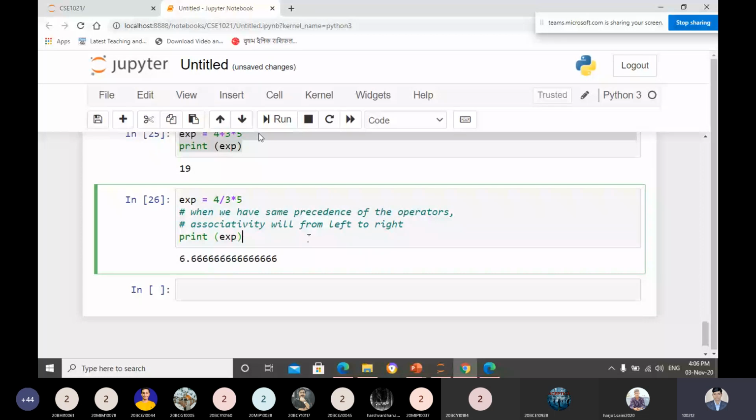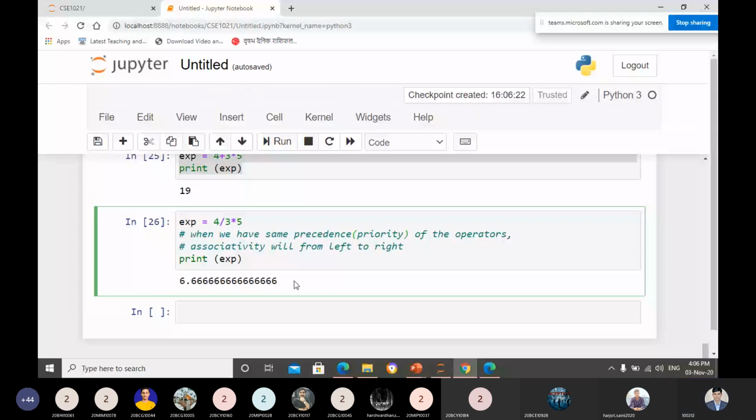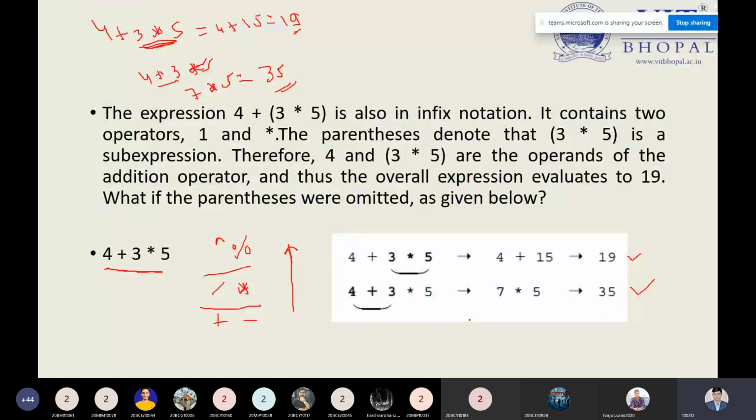Now, is it clear to all? This is a concept. When we have the same precedence of the operator, or precedence can mean priority. I am talking about the priority, precedence. Now, is it clear to all what is meant by precedence? Precedence means priority. Yes, sir. Any doubt over here, students? No, sir. Okay, so shall I move ahead? Yes, sir.